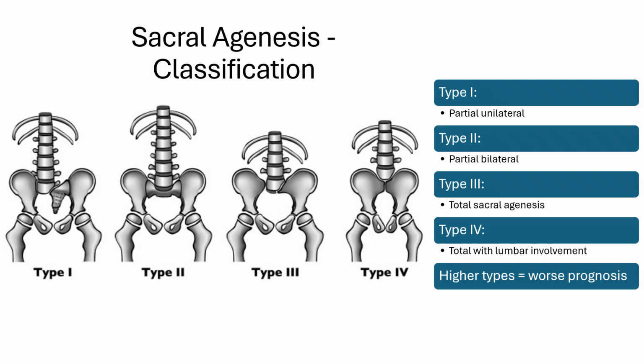The clinical teaching point involves understanding that higher classification types correlate directly with worse prognosis. This relationship makes sense when you consider that more extensive absence creates greater structural instability, more severe neurological deficits, and more complex functional challenges. The classification system helps you communicate with families about expected outcomes and plan appropriate interventions based on the severity of the anatomical disruption.